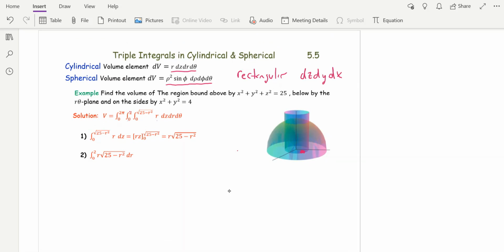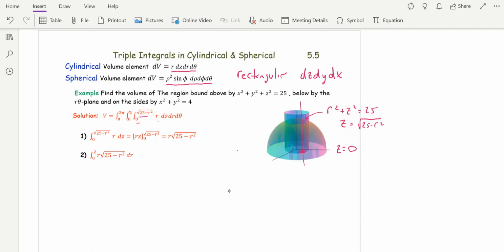The solid is bound on the sides by the cylinder and on top by the sphere. So you want to imagine a vertical line, and the vertical line enters the solid at the r theta plane, which is z equals 0. It leaves the solid on this spherical cap. That's the cap r squared plus z squared equals 25, because x squared plus y squared is r squared. Solve for z, and we want the top, so we're going to take the positive square root of 25 minus r squared. So that's how I got these limits from 0 to the square root of 25 minus r squared.